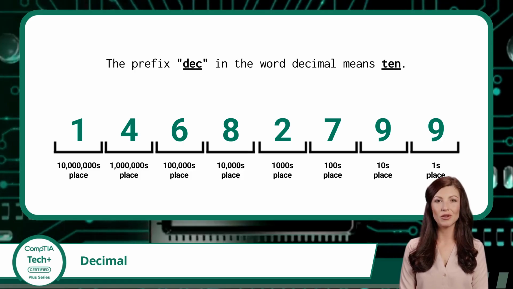And just in case you're curious, the prefix DEC in the word decimal means 10. You've seen it before in words like decade or decathlon. It tells us that this number system is built on 10 unique symbols, 0 through 9.